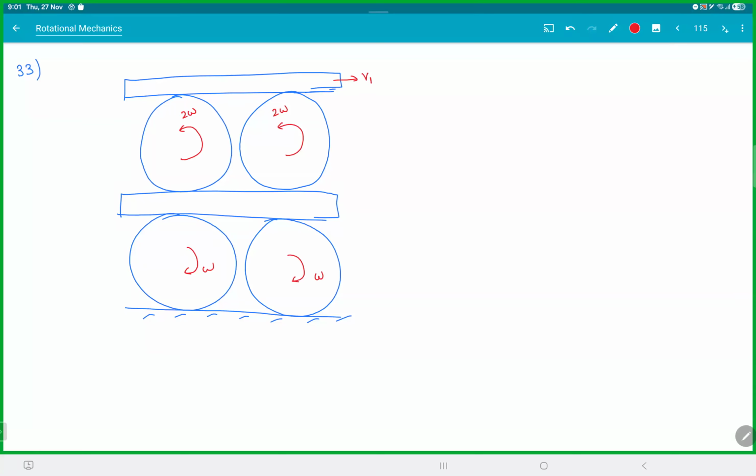This is plank 2's velocity, we don't know. This is VP1, we don't know. These cylinders also must be translating. So V1, we don't know. This is V2, that also we don't know. So we don't know any translation velocity here, right? And there's no slipping at any surface. The cylinders are not slipping on the ground. The cylinder and the plank 1 is not slipping. Cylinders and the plank 2 are not slipping. Nothing is slipping. There is no slipping at any surface. Find all the velocities.